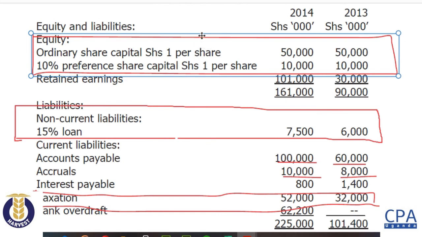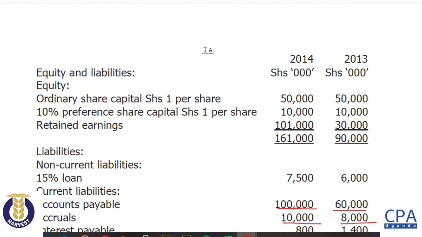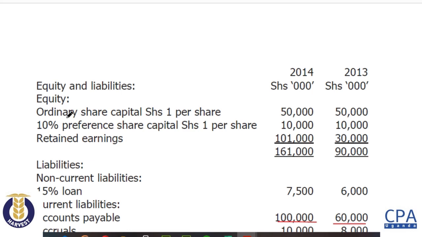So we are going to move line by line, just looking at the movement in equity and the movement in the long-term liabilities. Now, to start with the ordinary share capital, you see that there was no movement between 2013 and 2014. So I don't expect money to have come from issue of shares. Similarly, with the preference shares, there is no movement between 2013 and 2014. So no cash was received from issue of ordinary shares and issue of preference shares.